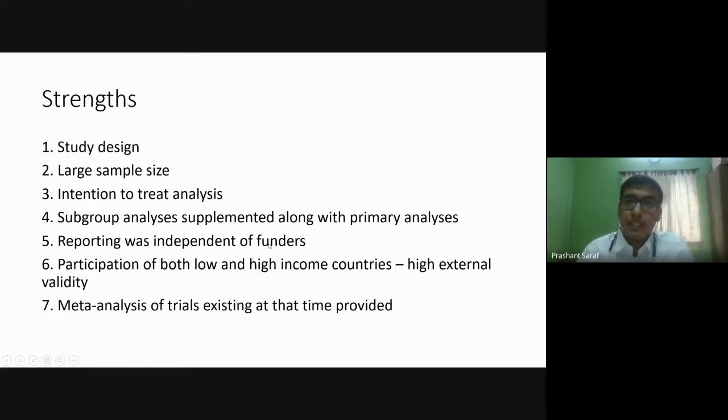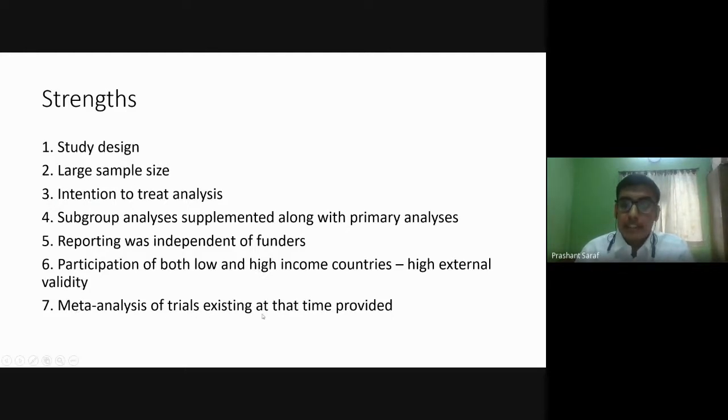Because the drugs are supplied by the pharma companies. And if they have influence on the results of the trials, then it may lead to the publication or dissemination of false results. So this was not the case here. Reporting was independent of them. Participation of both low and high income countries. So this gives the study high external validity, and the findings of the study can be extrapolated.